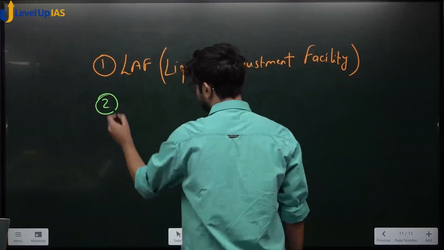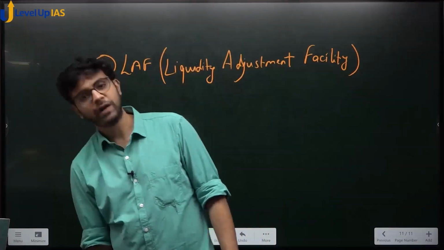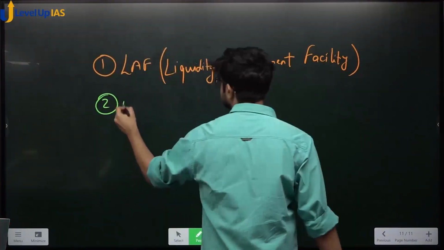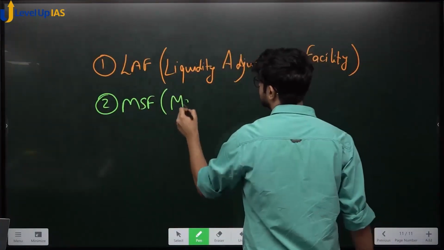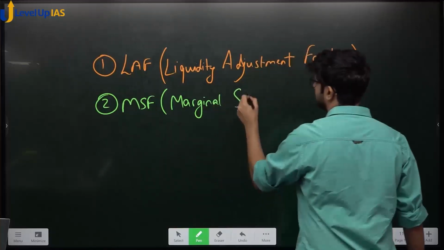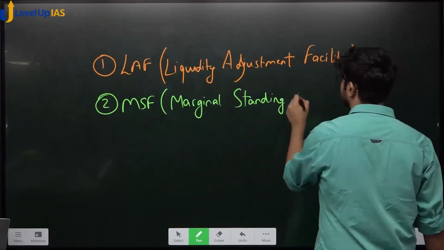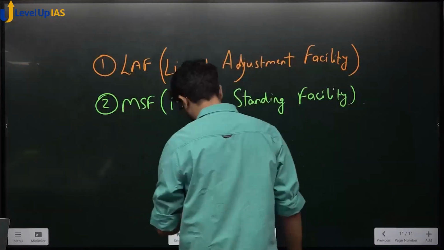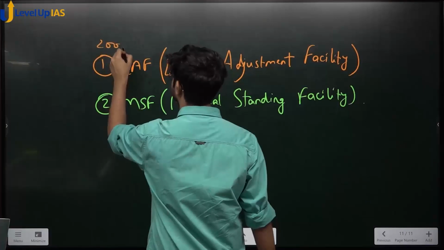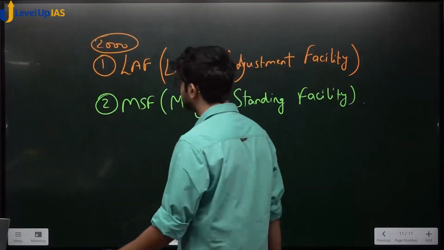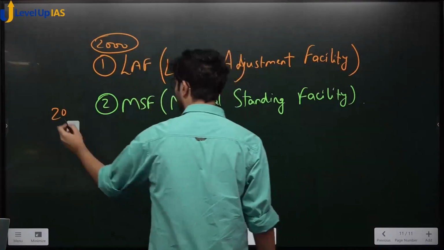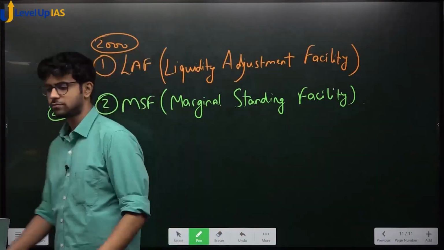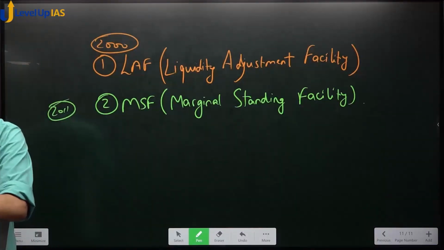That window where more funds are made available over and above LAF requirements is called MSF. LAF was introduced somewhere around 2000. Marginal standing facility was introduced somewhere around 2011. Write this down. We will explain. We will discuss all these things.